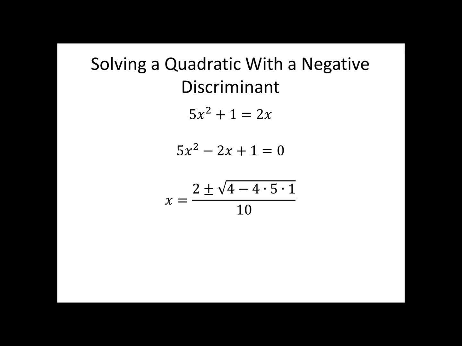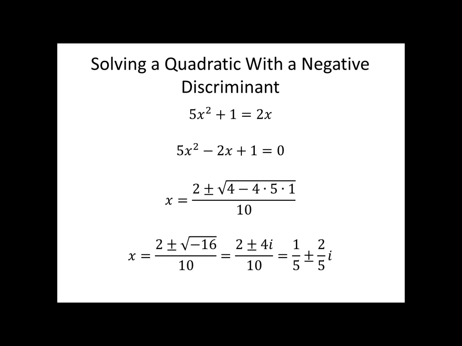So we have x equals 2 plus or minus the square root of negative 16 all over 10. Well, we know how to deal with that square root of negative 16 now. We change it to a 4i. So 2 plus or minus 4i all over 10. I should distribute that 10 to the 2 and the 4, and I reduce it. I get 1/5 plus or minus 2/5 i.